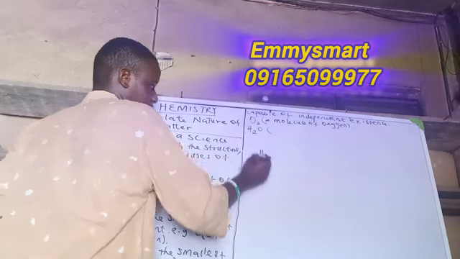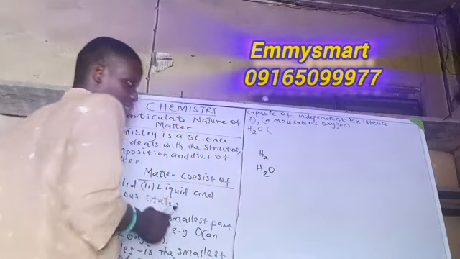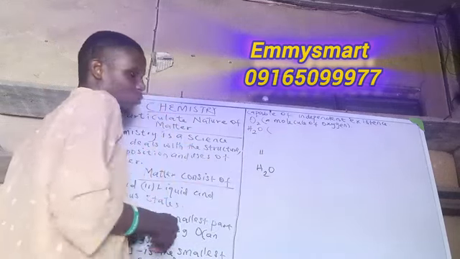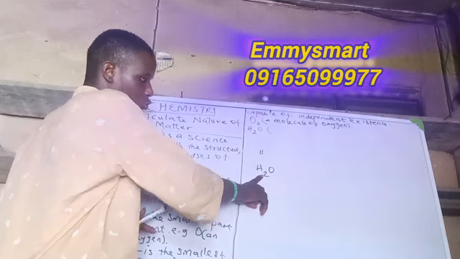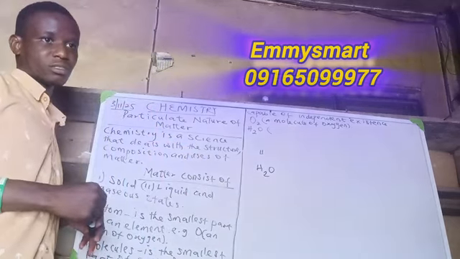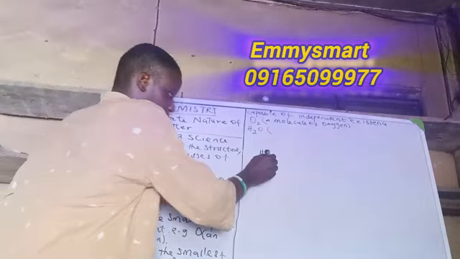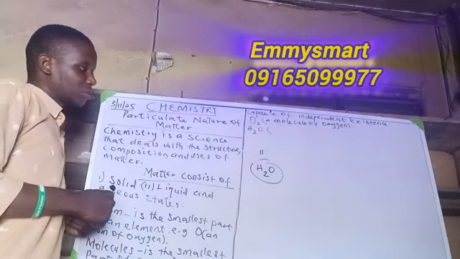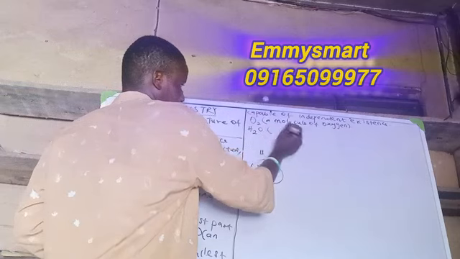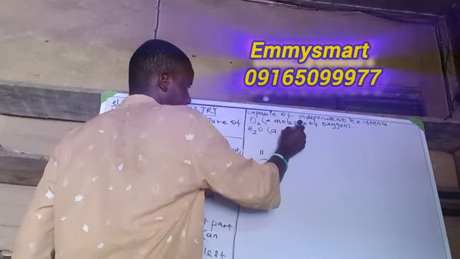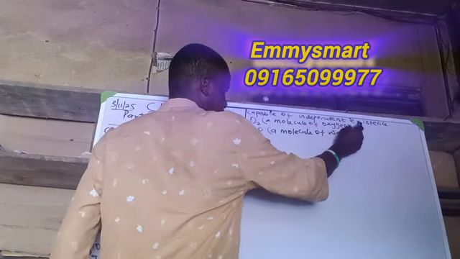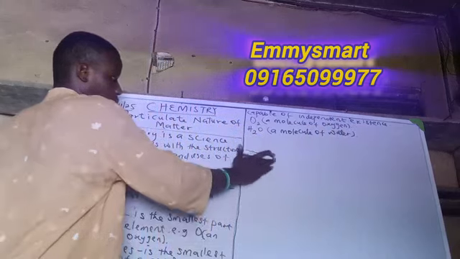But if I have something like water, which we already stated, this molecule now consists of two atoms of hydrogen and an atom of what? Oxygen. This forms a compound, right? This is a compound. This is water. So this is a molecule of water.